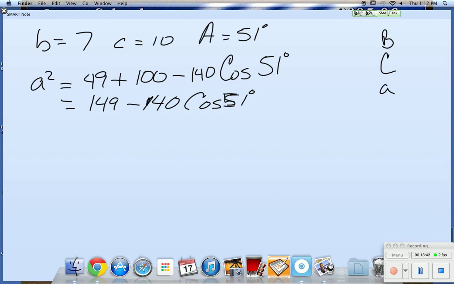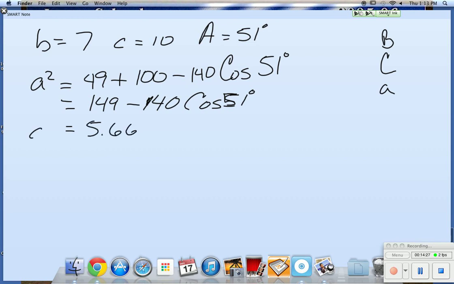So, who's my calculator here? I want you to give me what this is right here. 149 minus 140 times cosine of 51 degrees. Yeah, I want you to do everything. 149 minus 140 times cosine of 51 degrees. Yep. And keep that number on your calculator too. Don't get rid of it. 5.66.